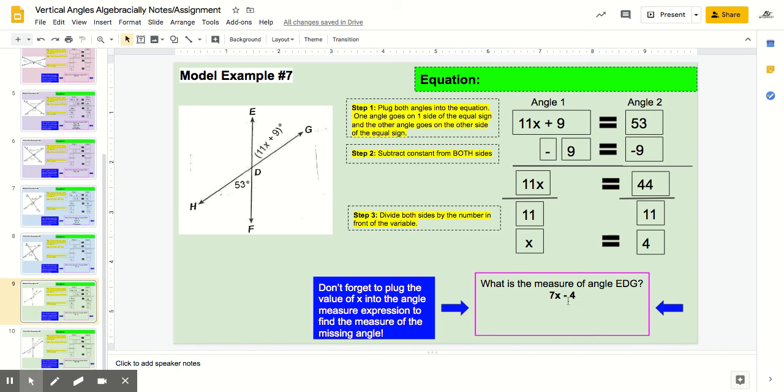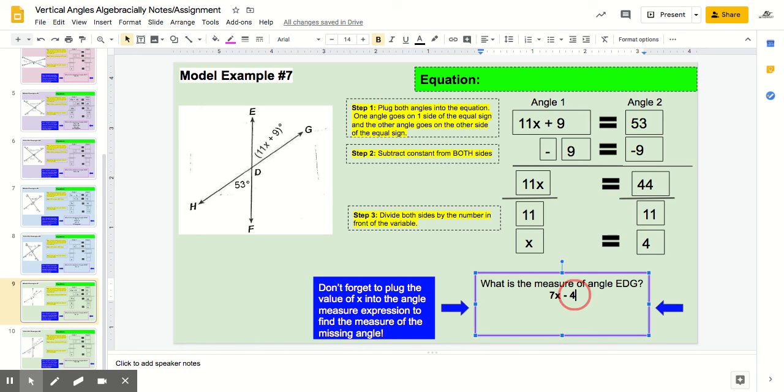Okay, now I have to actually figure out the measure of this angle here. So I'm taking that 4 and plugging it into the angle measure where I see x. Okay, so 11 times 4 is 44, and 44 plus 9 gives us 53. So I know the measure of that missing angle must be equal to 53 degrees.